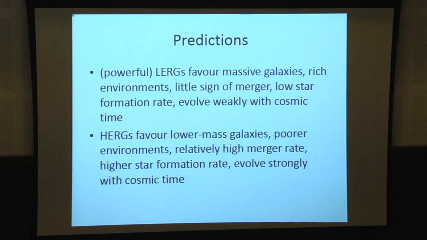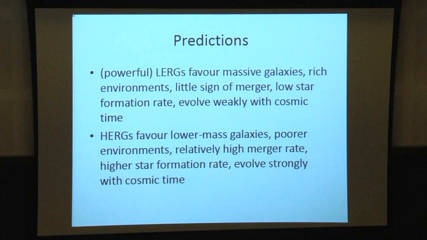Okay, so the predictions are: low excitation radio galaxies should favor massive galaxies, rich environments, no reason to expect merger signatures, and low star formation rates, because these things will be in rich environments, which suppresses star formation. They should show weak evolution with cosmic time, because the cooling rate doesn't depend very much on cosmic time out to reasonable redshifts. High excitation objects will favor lower mass galaxies, poorer environments, higher merger rates, and higher star formation rates, and should evolve strongly with cosmic time, because the merger rate evolves strongly with cosmic time.